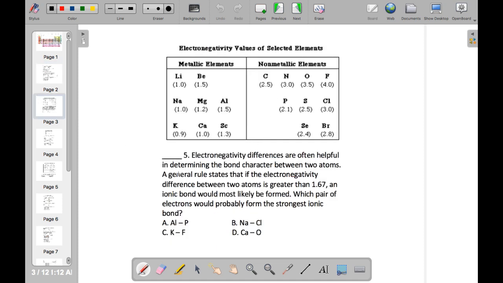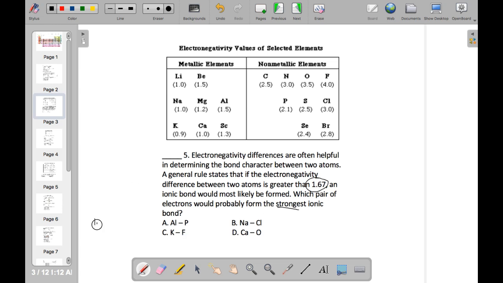Electronegativity differences are often helpful in determining the bond character between 2 atoms. A general rule states that if the electronegativity difference between 2 atoms is greater than 1.67, an ionic bond would most likely be formed. Which pair of elements would probably form the strongest ionic bond? In this case, we just have to do a little simple math.